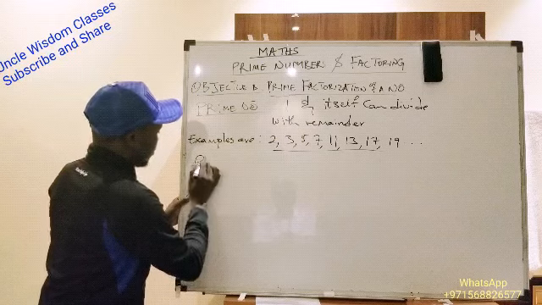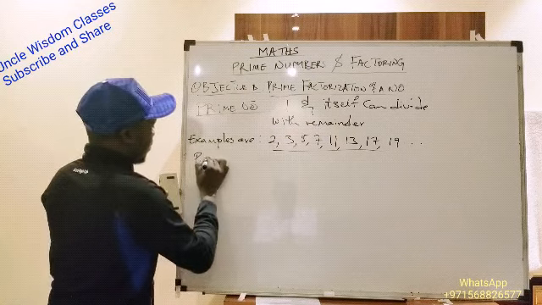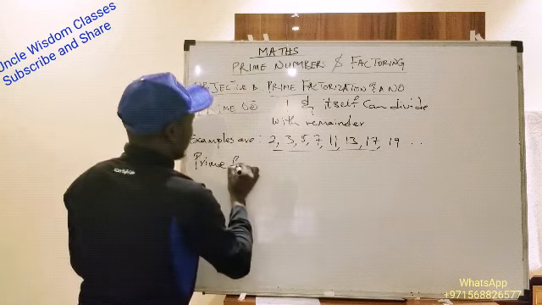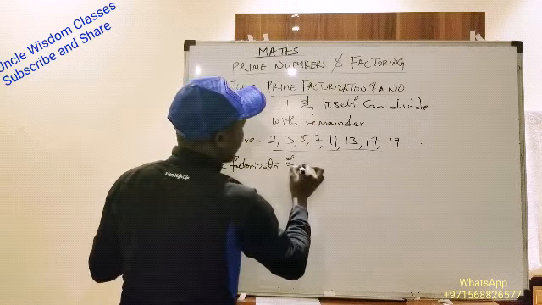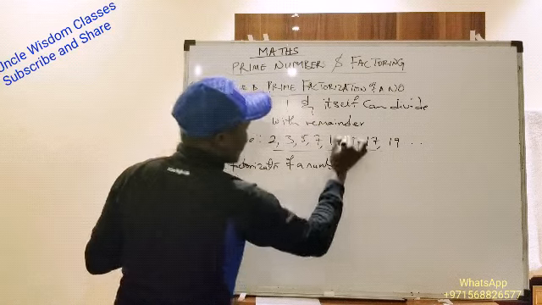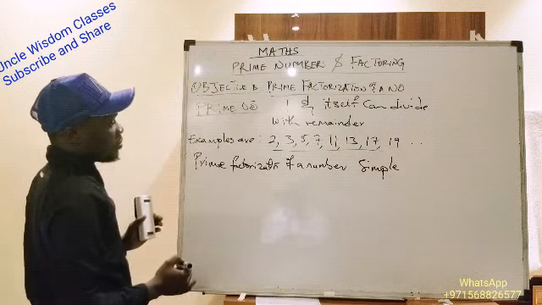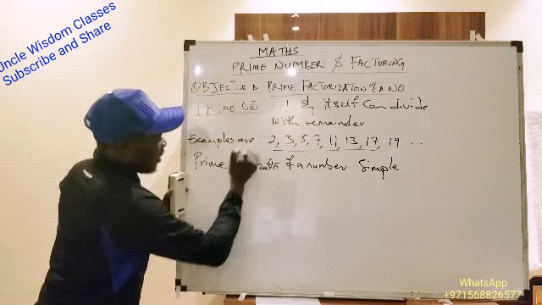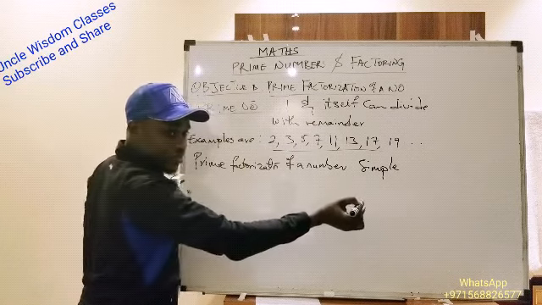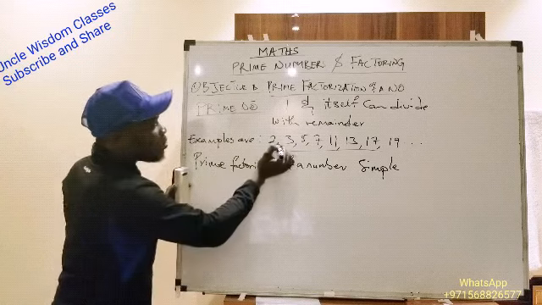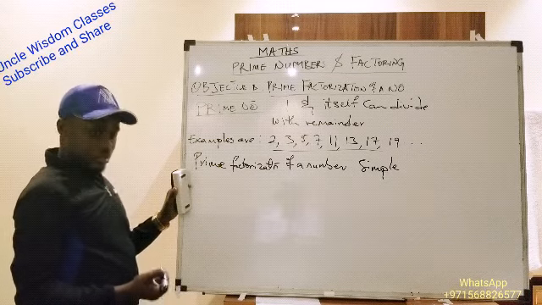Prime factorization of a number simply means a number that you can derive, meaning you can derive the number by multiplying 1 or 2 or 3 prime numbers. You understand?